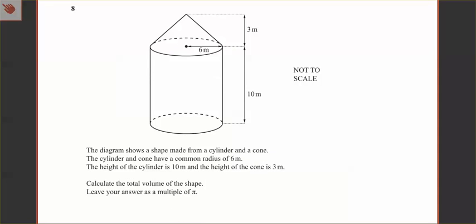Okay, the 3-dimensional geometry stuff. So we've got, just looking at the picture, a cylinder with a cone on top. We've got the radius of the cone, that would also be the radius of the cylinder, so I'm just putting it in for my benefit. So calculate the total volume of the shape. Leave your answer as a multiple of pi. That's important. Okay. So what we've got is cone plus cylinder.